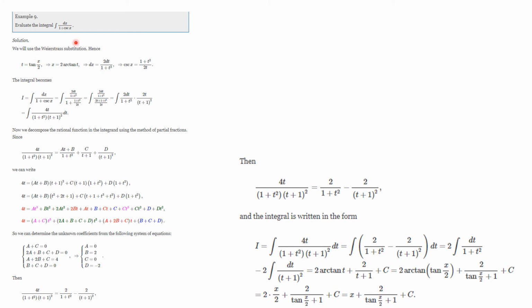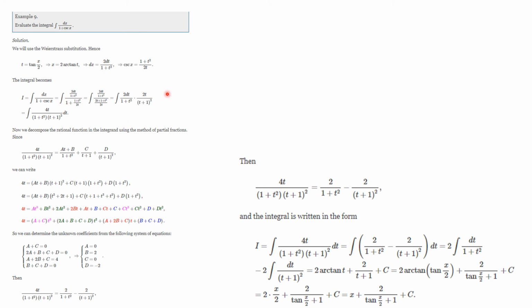Okay, this is going to involve the Weierstrass substitution. So we're going to let t equal the tangent of x over 2. And that means that x is equal to 2 arctangent t. I can differentiate this then, so dx is 2 dt over 1 plus t squared. And the cosecant is the reciprocal of the sine, so it is 1 plus t squared over 2t. So now what I'm going to do is substitute all of that into this and simplify.